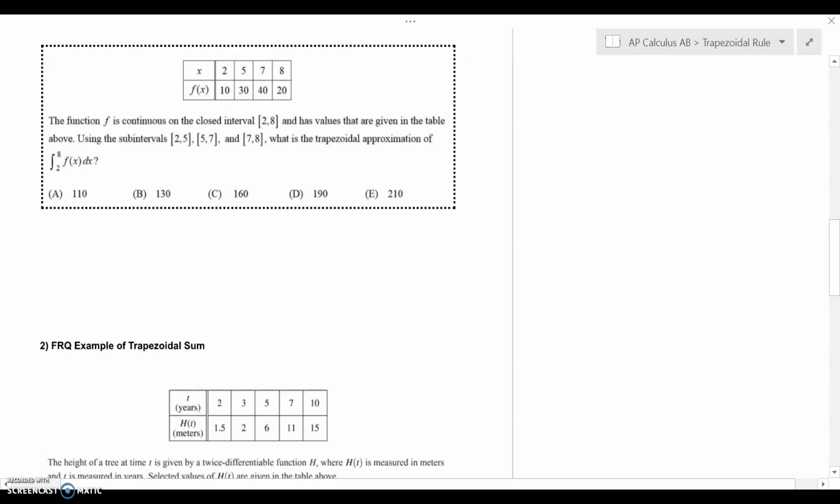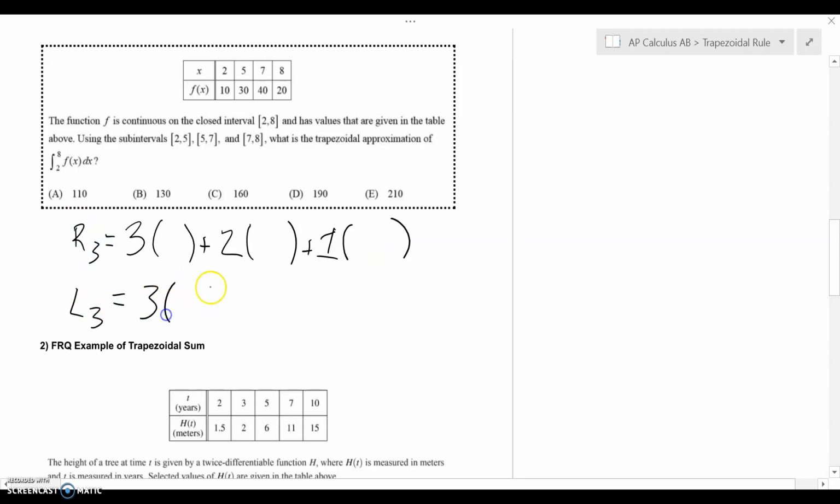So we're going from 2 to 8, and they're specifically asking us to use these 3 subintervals. So 2 to 5, well, that's got a width of 3. And 5 to 7, that's got a width of 2, and then 7 to 8 has a width of 1. So we need to incorporate these individual widths times the heights that go with them. We'll call this one our right edge, and then we'll do a left edge as well. The left edge and right edge always have the same widths. You're just using different heights to determine which goes with it.